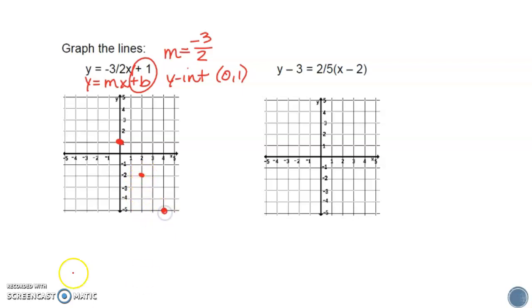I can also get the other part of the line by going backwards. I can go up 1, 2, 3 and back 1, 2. You should use your straight edge, your ID, and you should create the line that goes through those points.